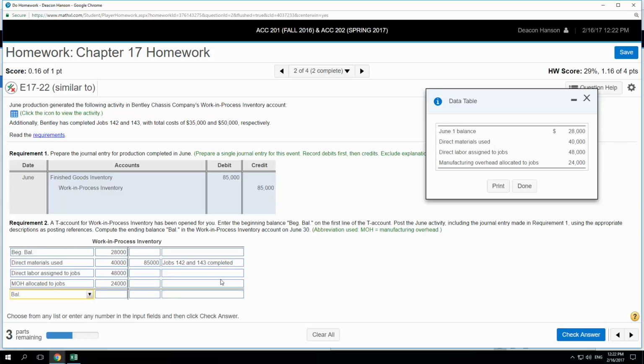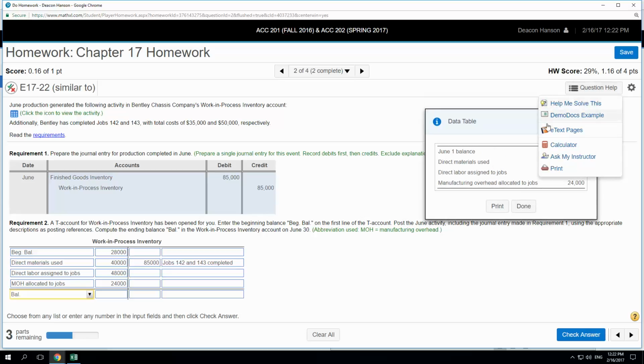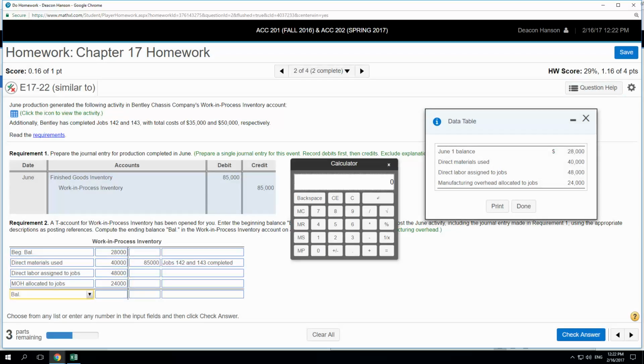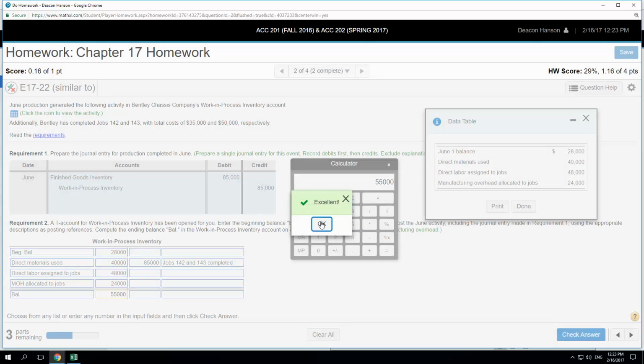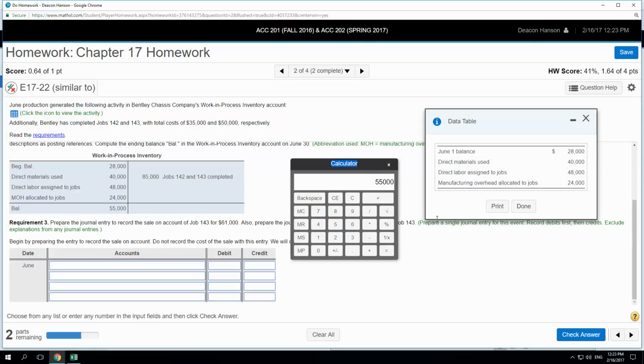So now we come up with the ending balance. So it's just a matter of taking a balance of that T account. So we're going to go 28,000 plus 40,000, 48,000, 24,000. Then I'm going to subtract from that the 85,000. And that should be our ending balance, 55,000. Okay, we did well.